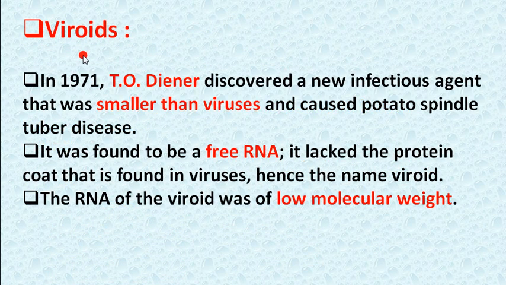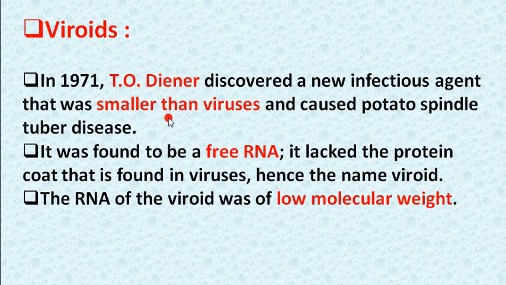Now viroids. What do you mean by viroids? In 1971 T. O. Diener discovered a new infectious agent that was smaller than viruses. You can imagine viruses are smaller than bacteria, but viroids are smaller than viruses, very small, and cause the potato spindle tuber disease. It was found to be free RNA. It lacks the protein coat that is found in viruses, hence the name viroid. The RNA of the viroid was of low molecular weight.